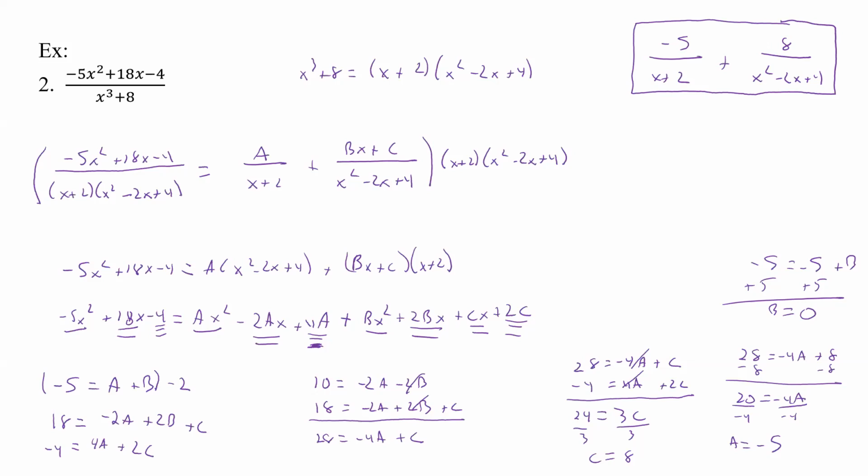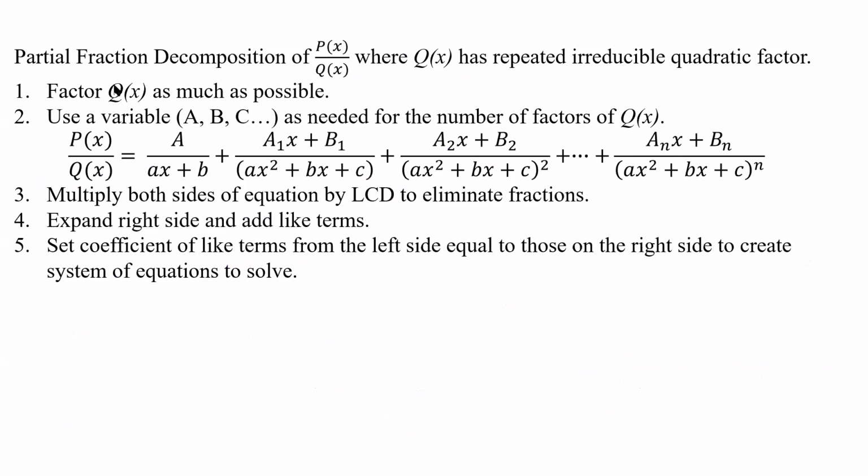All right, the next one is going to be something similar, but what we're going to have is repeated irreducible quadratic factors. So instead of just the one factor and then some ax plus b, we're going to have that factor repeated several times, 1 to n times, depending on what n was. Basically the difference is we have repeated irreducible quadratic factors, and that's going to be our equation.